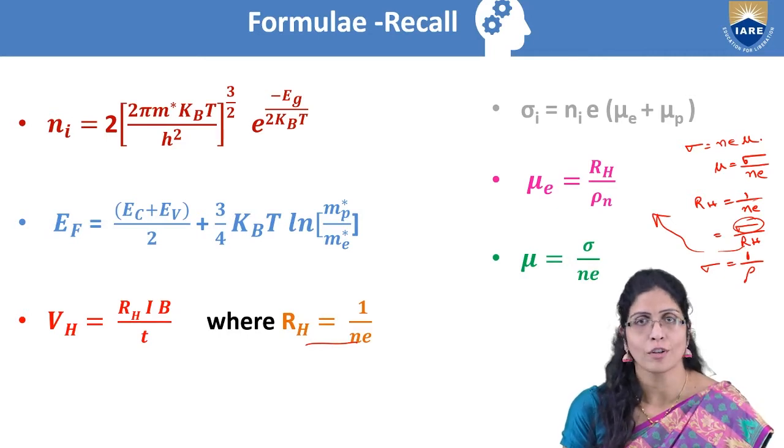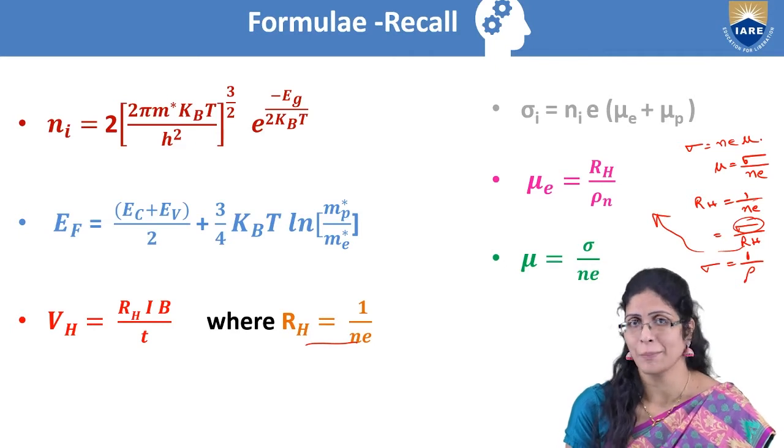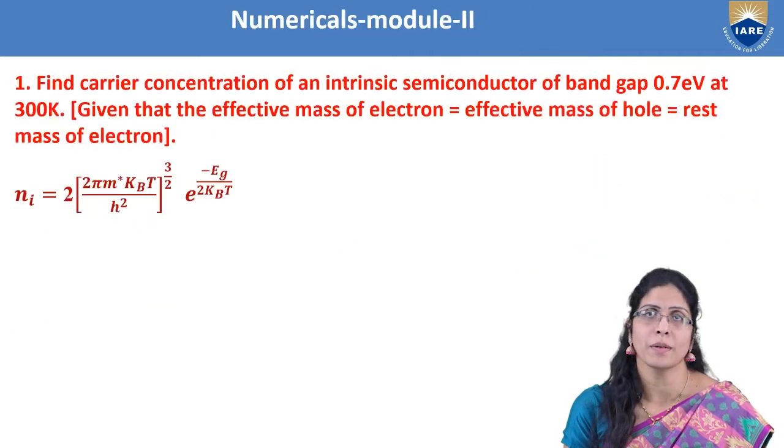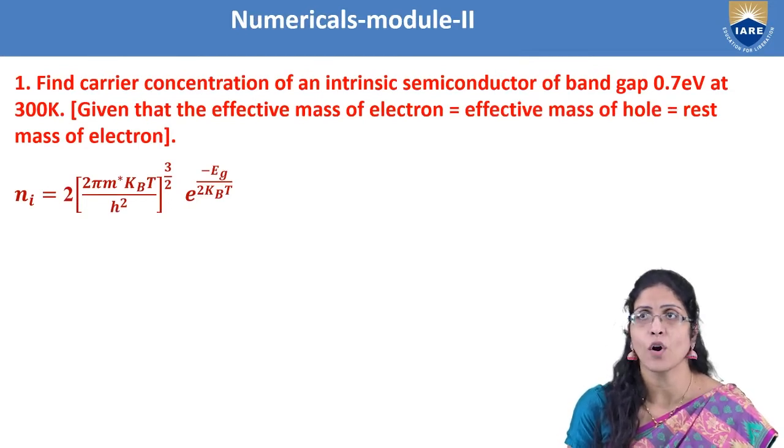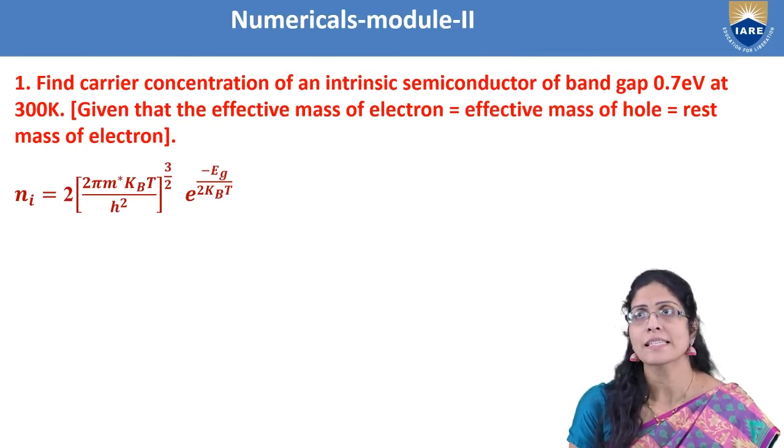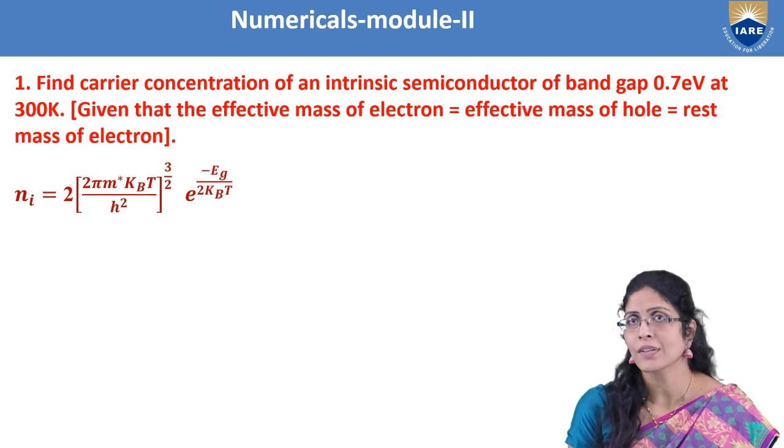Hope you have followed all the formulae and recalled the concepts, where and how you have to apply them. Coming to the first problem: find the carrier concentration of an intrinsic semiconductor of band gap 0.7 electron volt at 300 Kelvin.